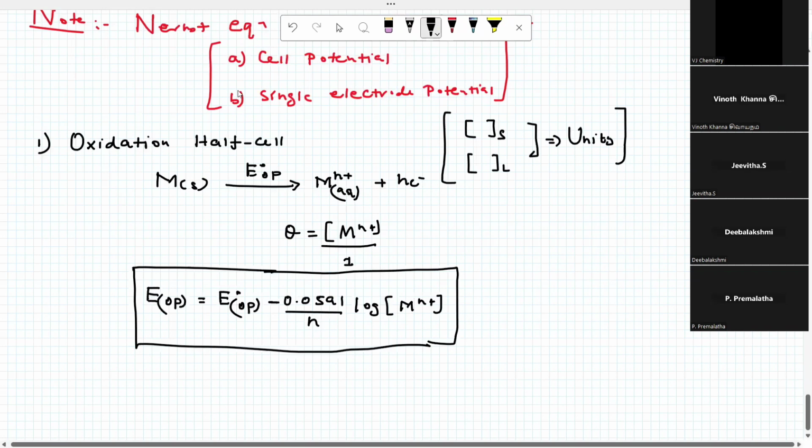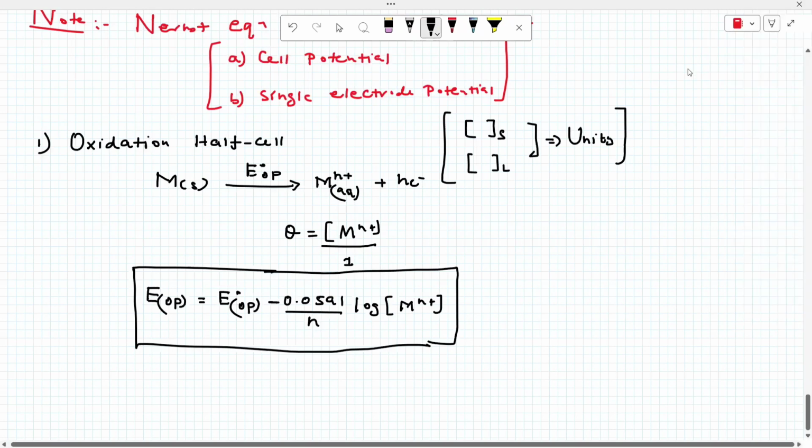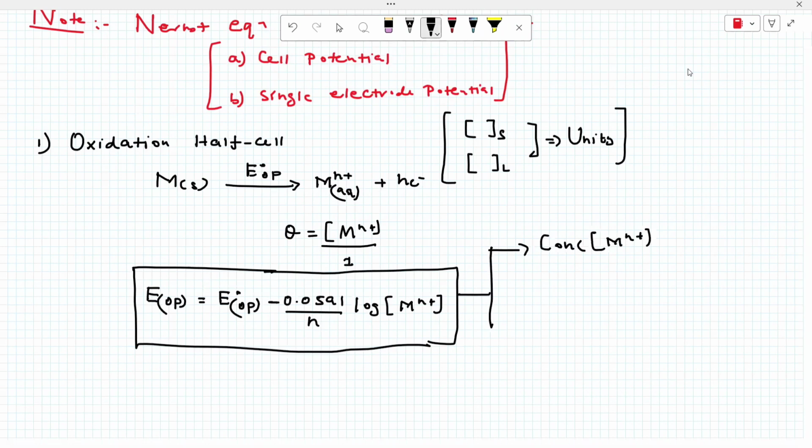In the oxidation potential we see, if the concentration of M^n+ decreases, the value of the number decreases, so the log negative, this negative becomes positive. Yes sir, as the concentration decreases, the oxidation potential increases. Therefore this oxidation potential value increases.